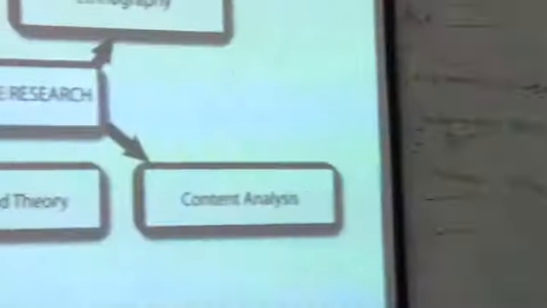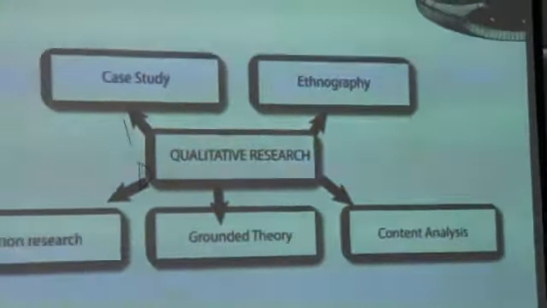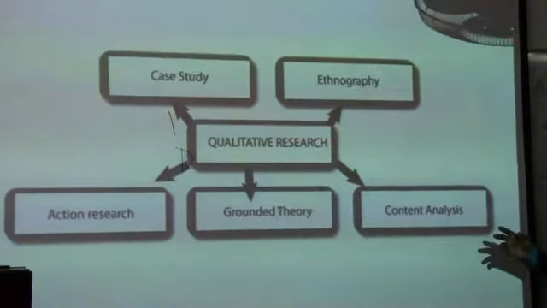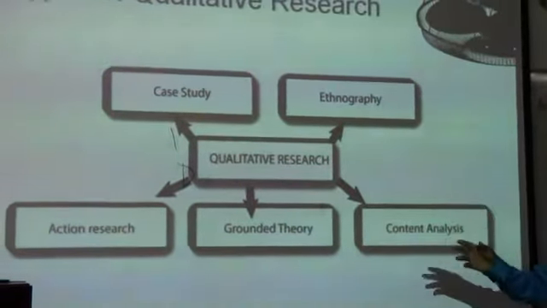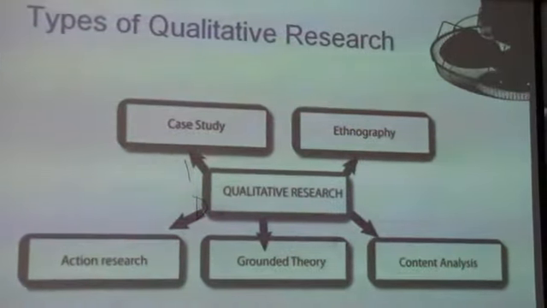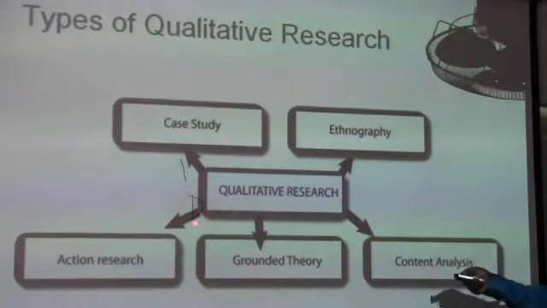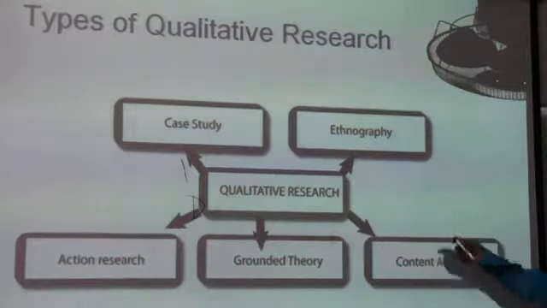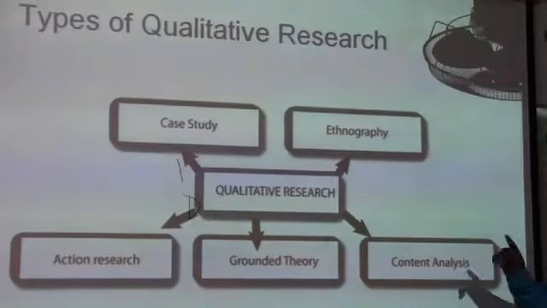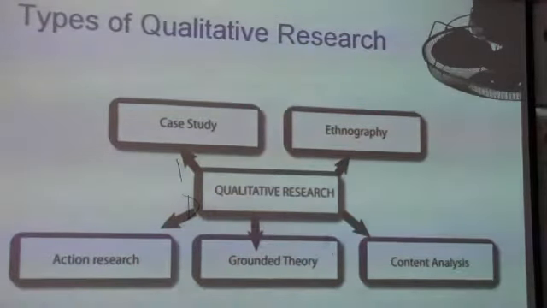Now, there are different types of qualitative research. Some of the ones I will discuss for this particular program are the case study, ethnography, action research, grounded theory, and content analysis. In fact, to tell you the truth, there are other ones, narrative research and phenomenology. But these ones are quite good for the MPhil students, so we are not going to draw into those today. What we want to draw into is case study, ethnography, and then the rest they are here.